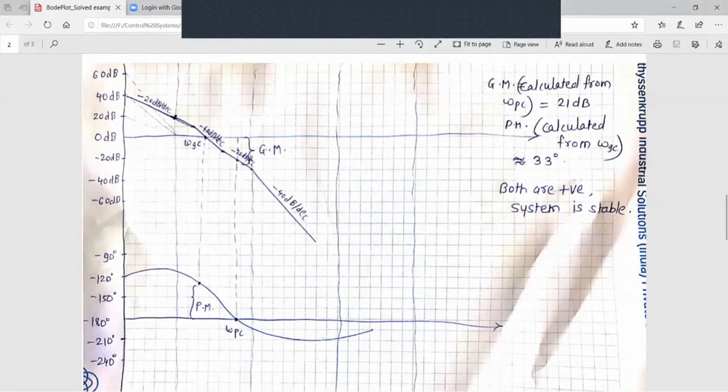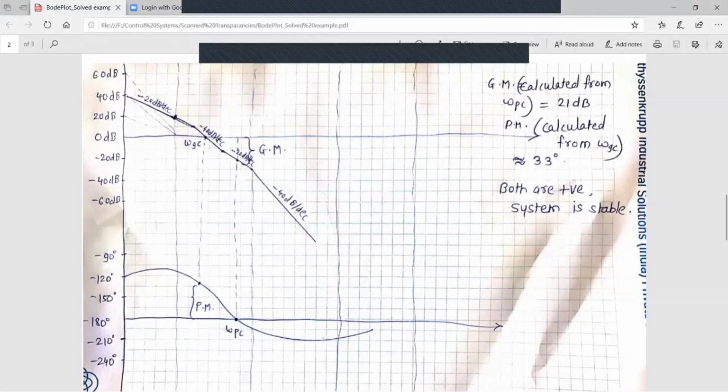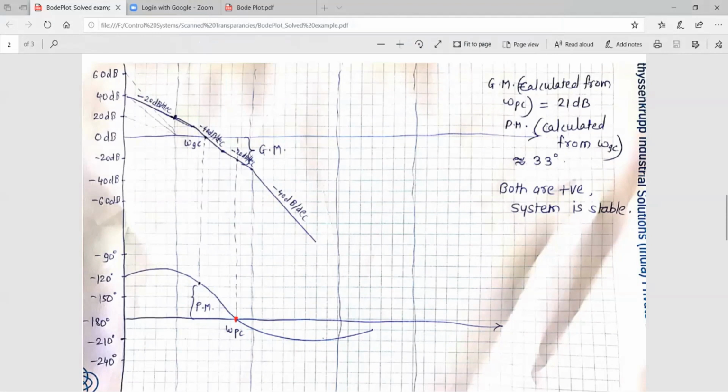Now, in this case, at this point, the phase plot crosses minus 180 degrees. So we have marked this point and named it omega PC. Similarly, what is omega GC? Omega GC is the gain crossover frequency, the frequency at which the magnitude plot or gain plot crosses 0 dB. So this is the 0 dB line and this is the point at which it crosses 0 dB. This frequency is called omega GC or gain crossover frequency.